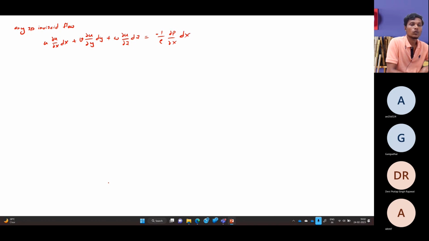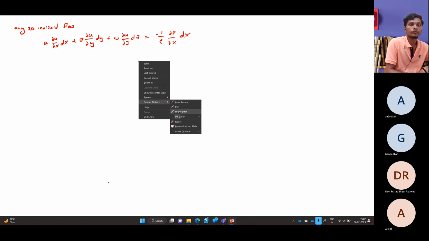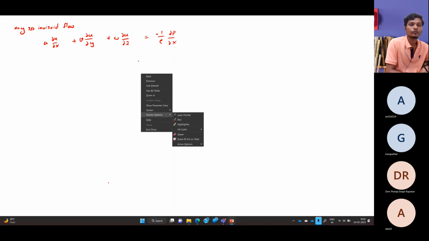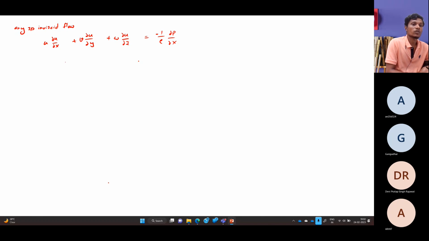This is not dy, sorry, let me erase it. Dx is already written here. So this is your momentum equation, and for the steady state case, there is no time parameter and there is a pressure gradient on the right hand side. If you substitute the curl of velocity V bar, you will get a big expansion of the determinant, the curl of velocity.